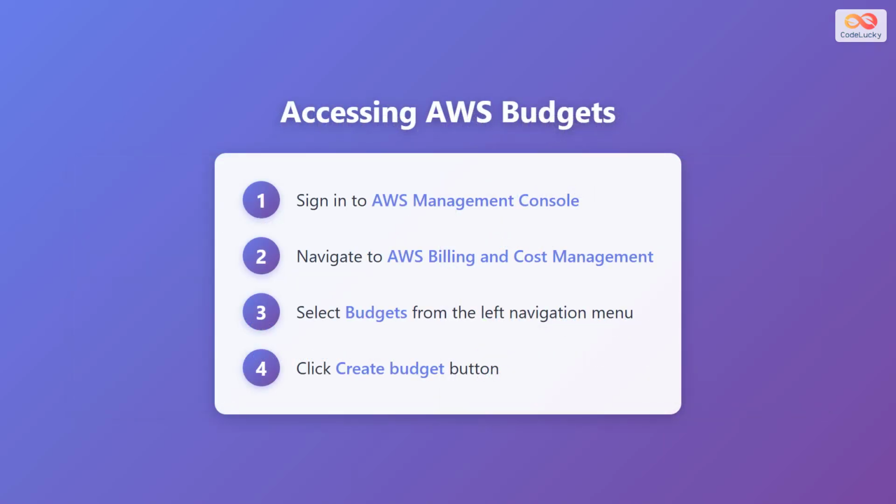Let's walk through how to access AWS Budgets in your account. Start by signing into the AWS Management Console with your credentials. Next, navigate to AWS Billing and Cost Management from the Services menu. Once you're in the Billing and Cost Management dashboard, select Budgets from the left navigation menu. Finally, click the Create Budget button to begin setting up your first budget. This straightforward process takes just a few clicks and gets you ready to configure your cost alerts.